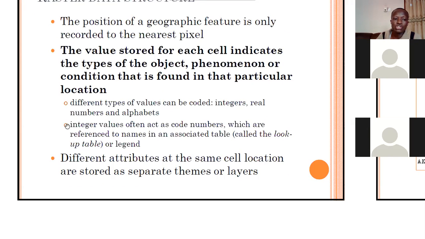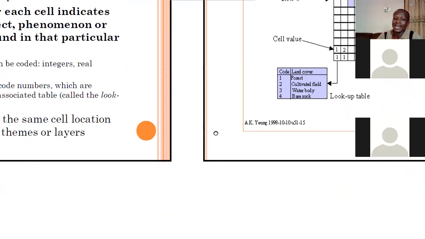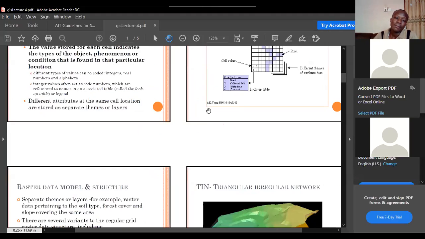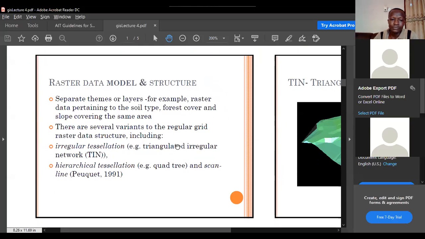Okay, now you can actually store values as integers or alphabets or a combination, alphanumeric, but most of the time we want to use integers to represent the values of the objects. So different attributes at the same cell location can be stored as different layers. So the concept of layers doesn't only apply to the vector data structure or data model, but also applies to what? The raster data structure. Are you okay?